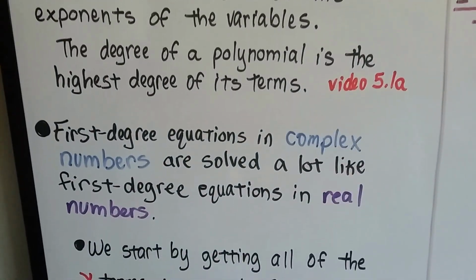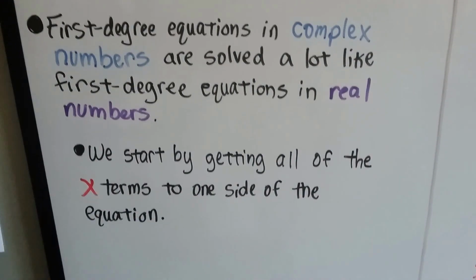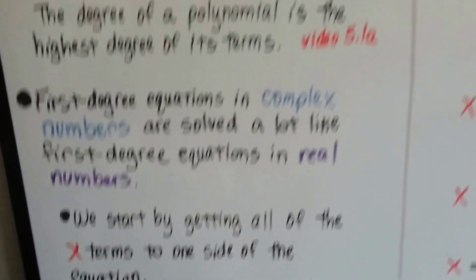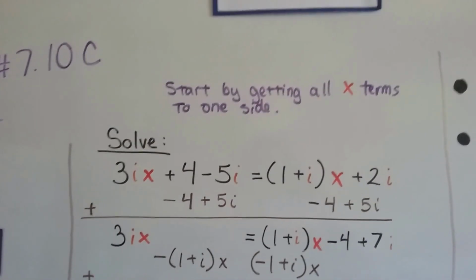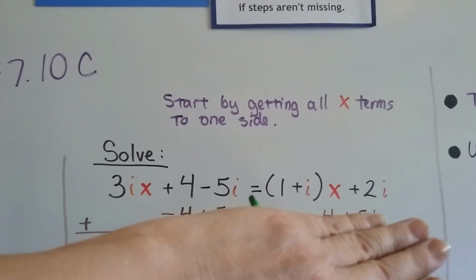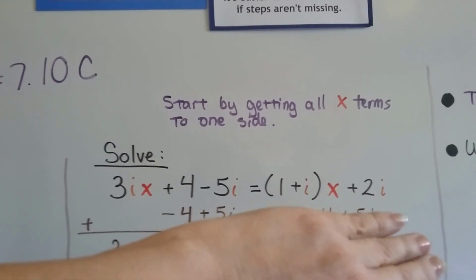First degree equations in complex numbers are solved a lot like first degree equations in real numbers. We start by getting all the x terms to one side of the equation, like we always do. So that's what we're going to do here. We're going to start by getting all the x terms to one side. So we have 3ix plus 4 minus 5i equals (1 plus i) times x plus 2i.